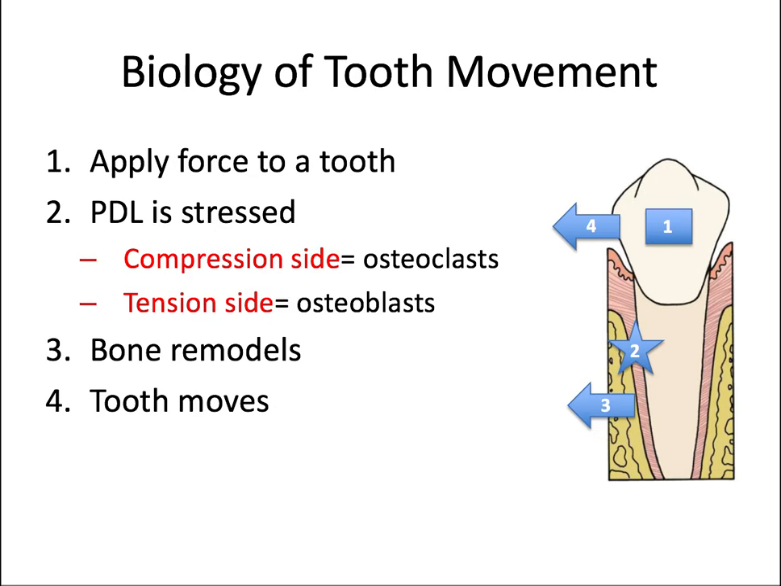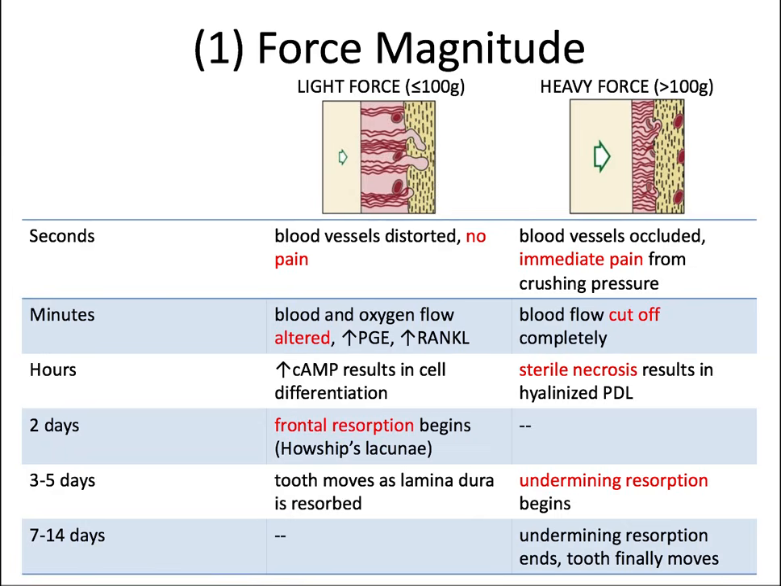When orthodontic force is applied in this way, there are two separate biological scenarios that can occur depending on whether the force is heavy or light. So our first consideration is with force magnitude. Is the force being applied less than or equal to 100 grams, or is it greater than 100 grams, just as a ballpark measurement? So we have light force or heavy force. We'll start with light force.